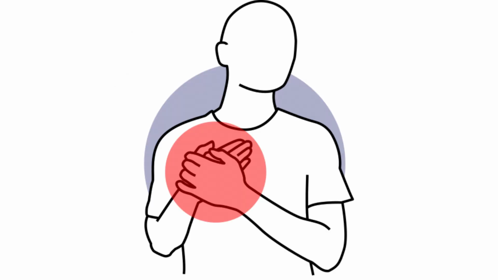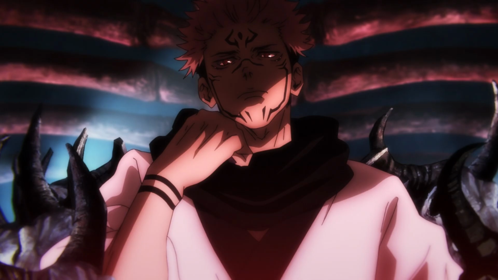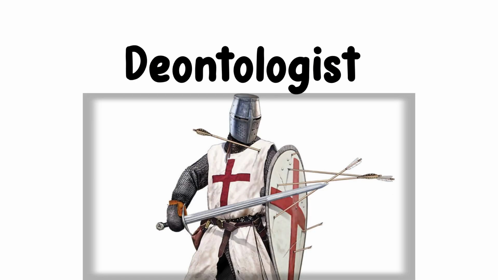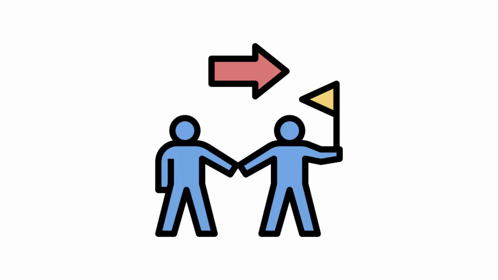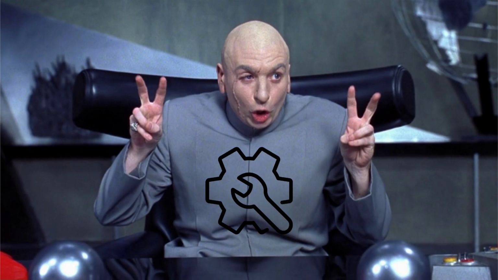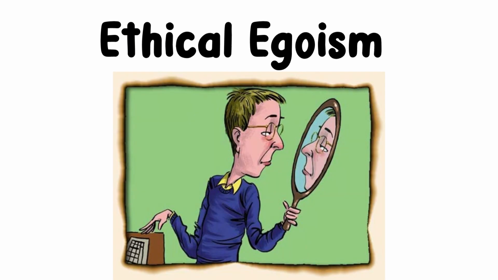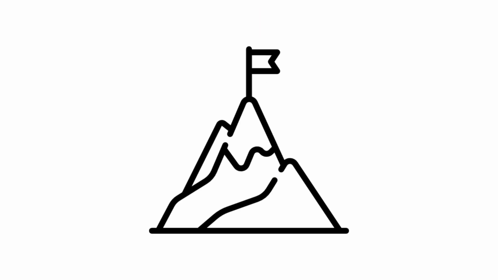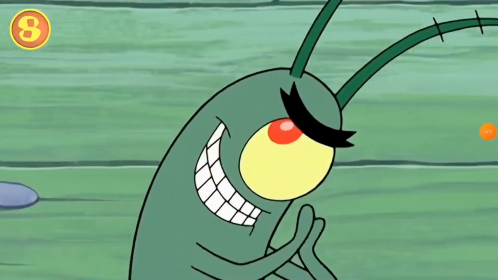The key idea here is that certain actions are inherently right or wrong, regardless of their consequences. Deontologists believe that moral rules or duties are absolute and must be followed, even if they conflict with maximizing overall good or utility. Ethical egoism. Ethical egoism is a moral framework that places paramount importance on acting in one's own self-interest.